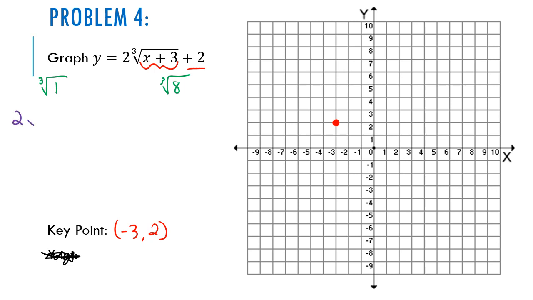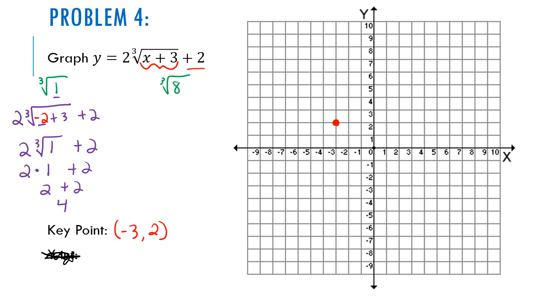So we have 2 cube root, some number plus 3. So some number plus 3 equals 1. I need to think of a number that if I added 3, I would get a 1. That would be negative 2. Negative 2 plus 3 is 1. So I have the cube root of 1. The cube root of 1 is 1. And once again, if you have a number in front, it's times. So 2 times 1 is 2. Then we add the 2 from the back, so that's 4. So our coordinate is negative 2, 4.